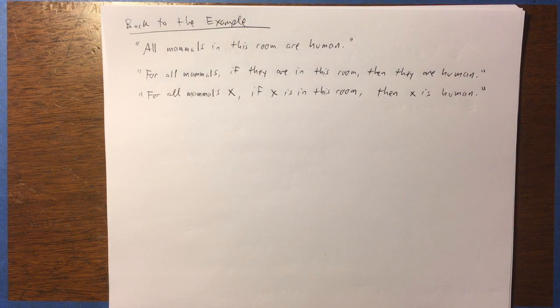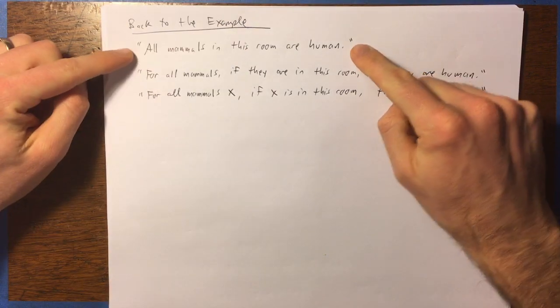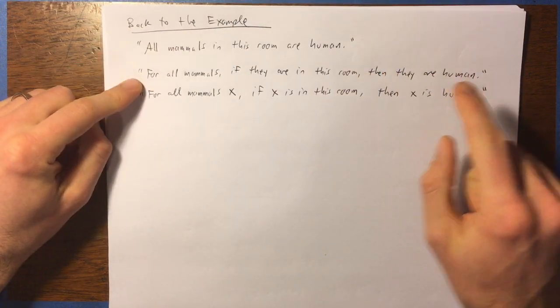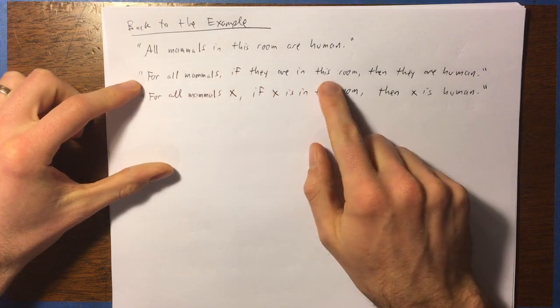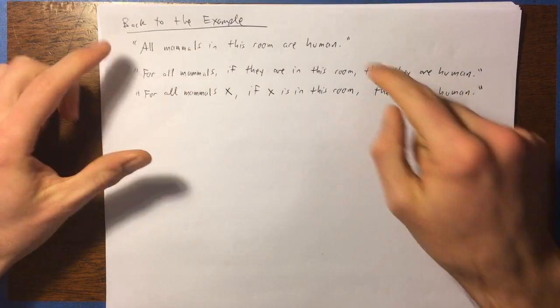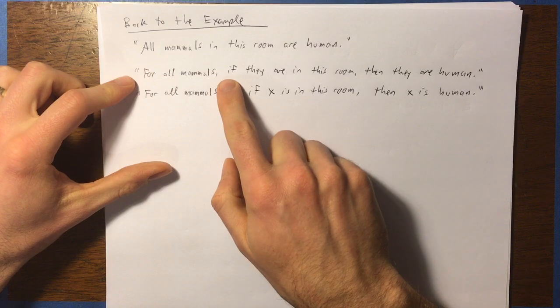Okay, let's get back to the example. All mammals in this room are humans. Well, let's rewrite that sentence in a different way. For all mammals, if they are in this room, then they are human. This is an equivalent idea, except this time I wrote it with an if-then.